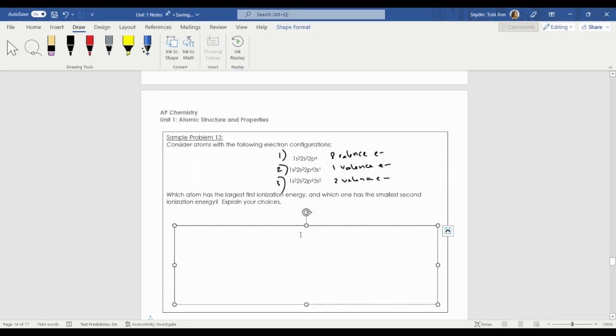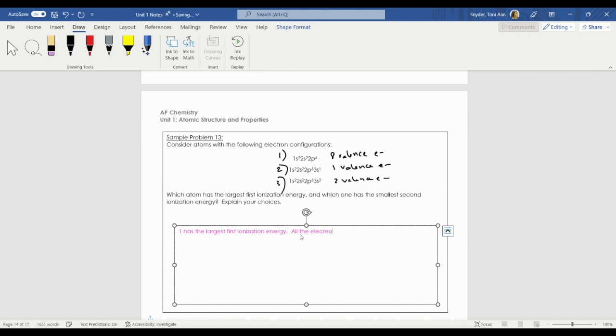The largest first ionization energy. The one of those that has the largest first ionization energy would be number 1. So 1 has the largest first ionization energy. Why is that? Because it has a full outer shell, right? And because it has a full outer shell, that atom is stable. And because it has a very high nuclear charge, that nucleus can pull those electrons in much more closely. So there's a couple of reasons you could say for this one. I'm going to list quite a few of them.